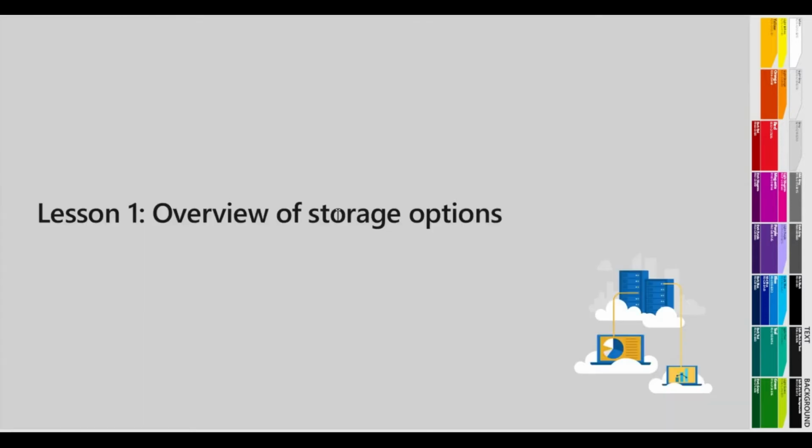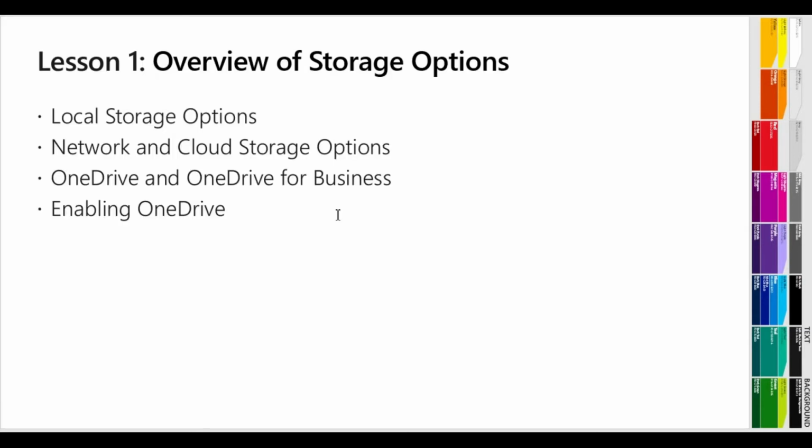Now, the first topic is the overview of storage options. We're going to look at local storage options, network and cloud storage options, OneDrive and OneDrive for Business, and enabling OneDrive. All these topics we're going to look at in detail.